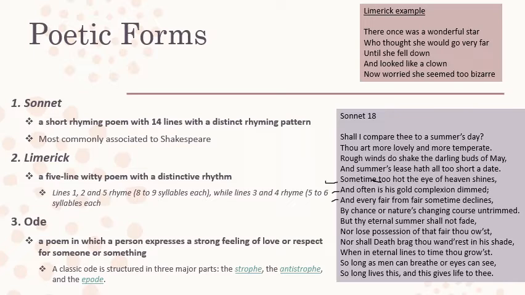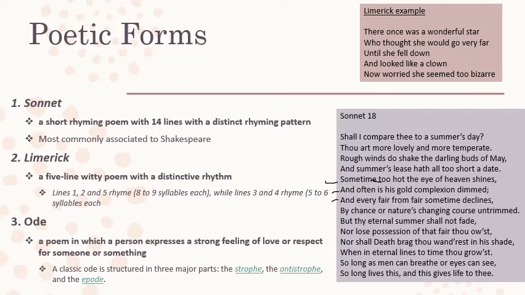There once was a wonderful star. That's 8 syllables. As you can see, lines 1, 2, and 5, there are to be 8 to 9 syllables each. All right, so there's some flexibility. While lines 3 and 4, 5 to 6 syllables each. And the nature of the limerick is supposed to be mostly witty, a bit more comedic, but it can take various different tones. But that just is the tradition.